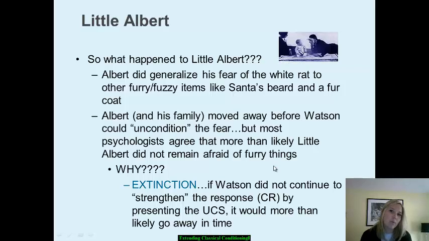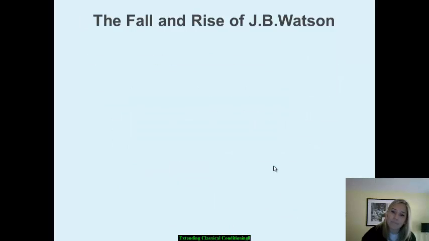We think that it never would have continued over time, because the strengthening of his response to the unconditioned stimulus wouldn't be presented anymore. The UCS would not be presented with those furry things over and over to strengthen that level of response toward the stimuli. And so as a result, they truly do believe that more than likely, over time, Albert's fear of anything that was white and fluffy would go away.